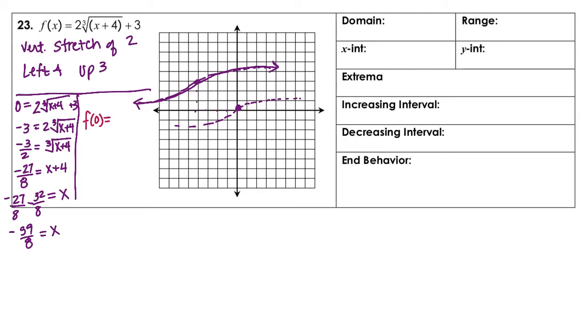So I'm going to have 2 times the cube root of 0 plus 4, and then plus 3. And that's about all we can do with that. And again, that's going to be some small decimal mess. All right, so over here for our x-intercept, we've got negative 59 over 8, comma 0. And then for your y-intercept, that exact form, 0, comma 2 times the cube root of 4.